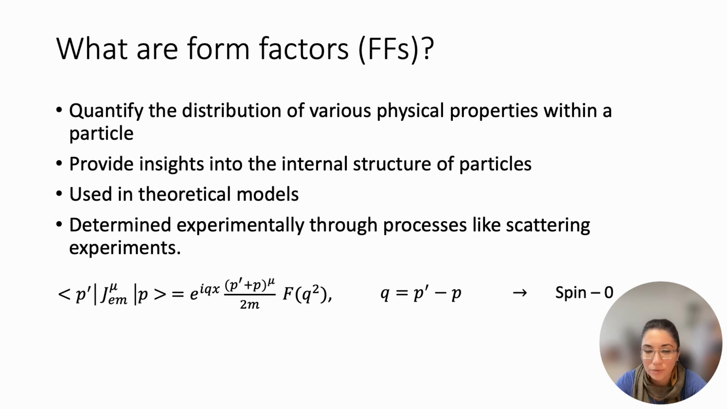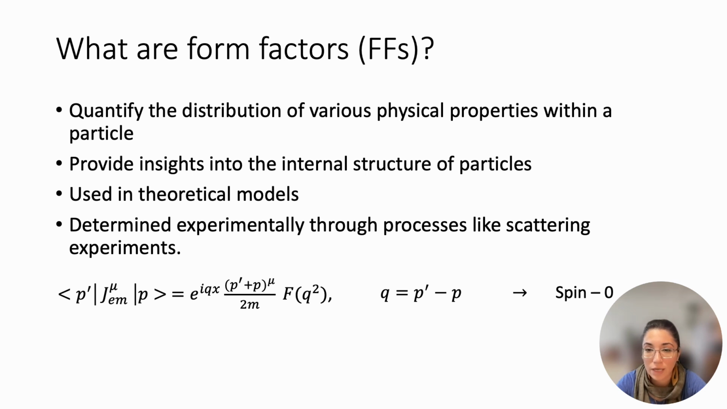So form factors are basically mathematical functions that quantify the distribution of various physical properties within a particle, particularly within the context of electromagnetic interactions. They provide insights into the internal structure of particles, and as I mentioned in the overview, they are used in theoretical models to better understand them and study them. And form factors are determined experimentally through processes like scattering experiments.